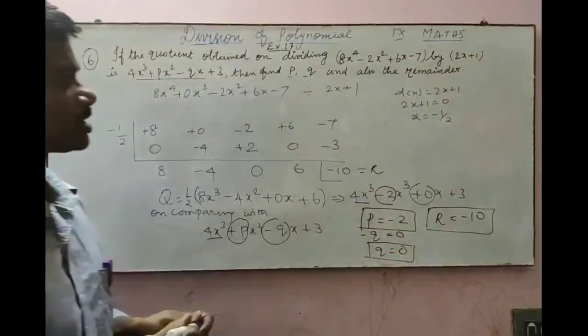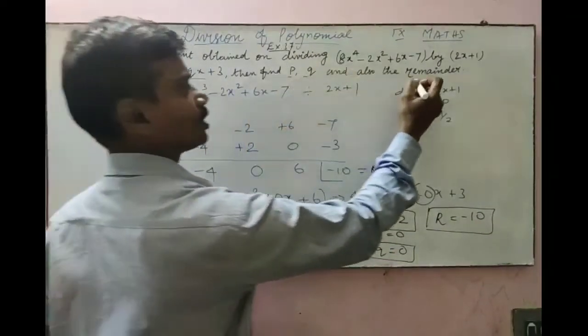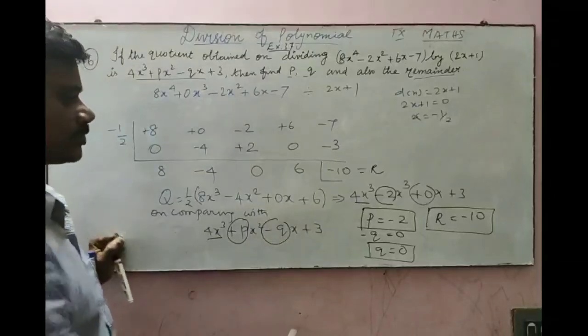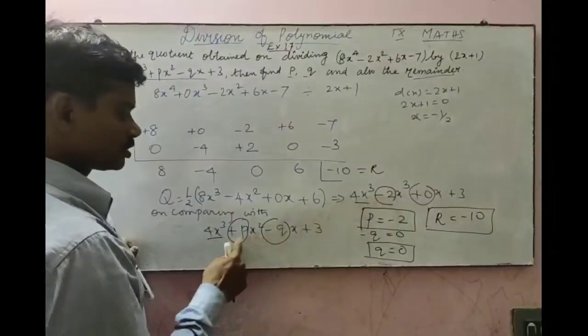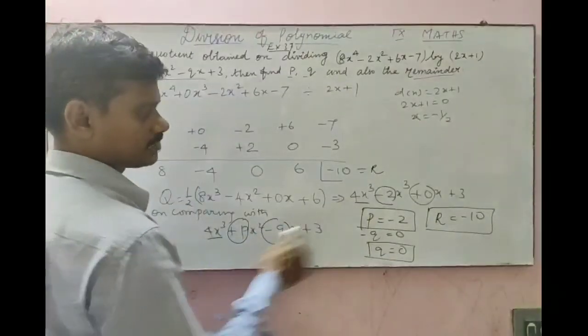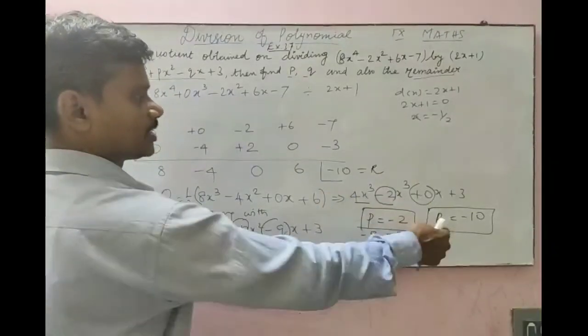So these three values are asked: p, q and also the remainder. The value of p is minus 2. On comparing this you will get the value of q is 0 and the remainder is minus 10.